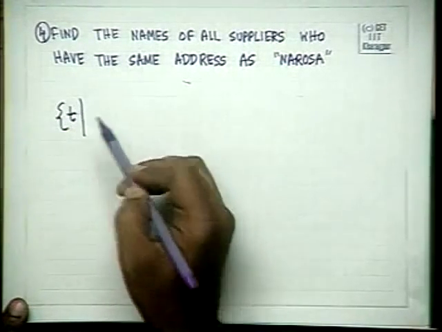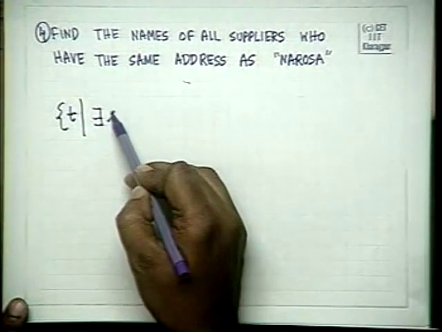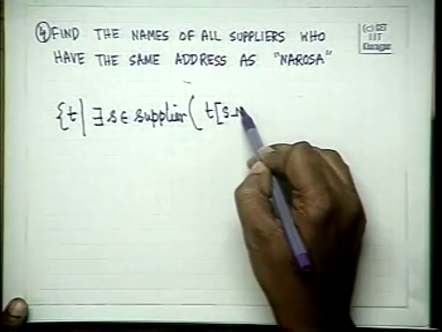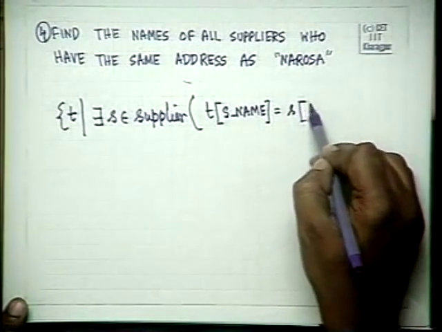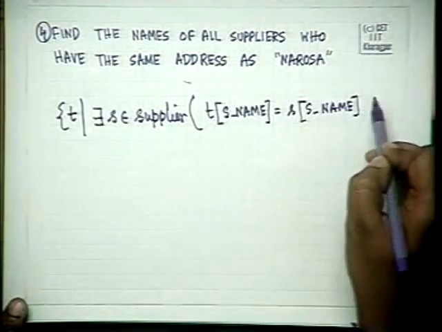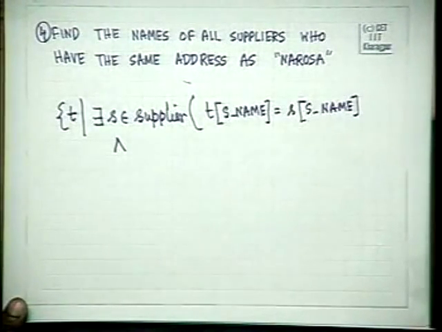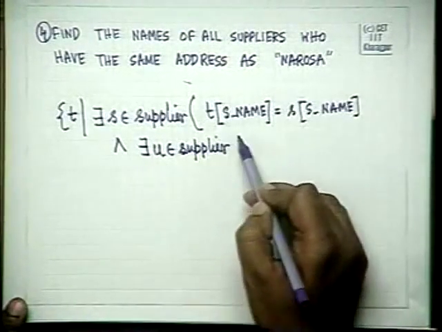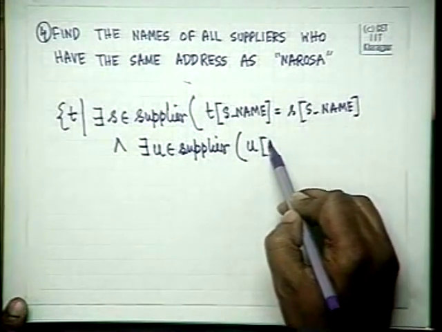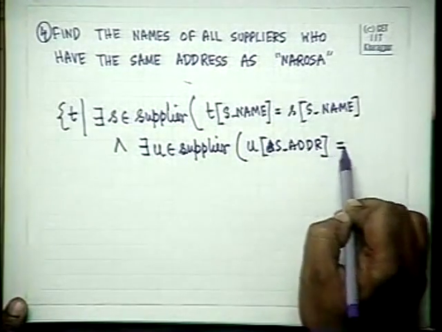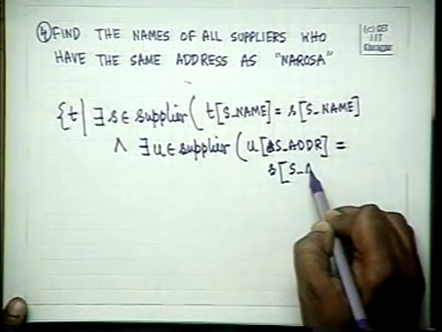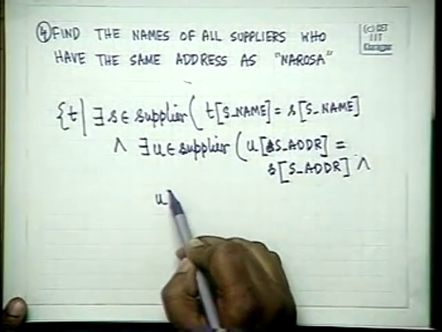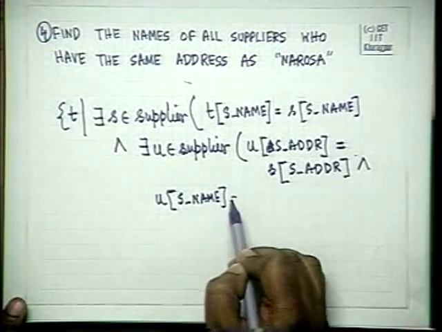Here it will come out like this. For all tuples T, there must exist an S element of supplier such that T of S name is equal to S of S name, and there must exist another U element of supplier as well, such that U's address is the same as the address of S, and U's name is Narosa.